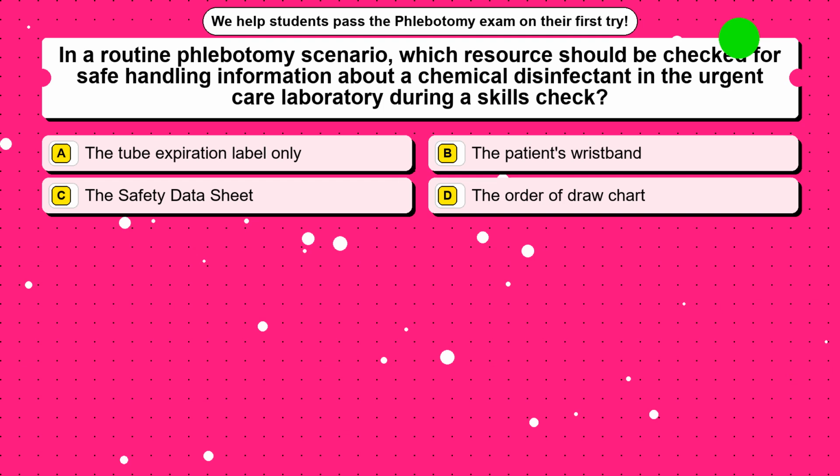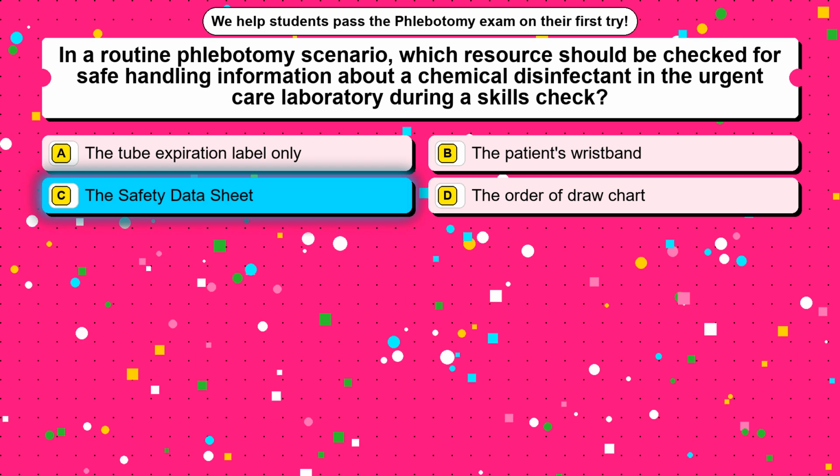Question 18. In a routine phlebotomy scenario, which resource should be checked for safe handling information about a chemical disinfectant in the urgent care laboratory during a skills check? Option A. The tube expiration label only. Option B. The patient's wristband. Option C. The safety data sheet. Option D. The order of draw chart.